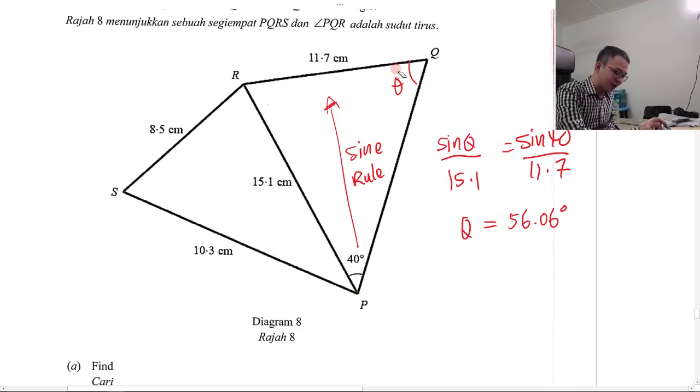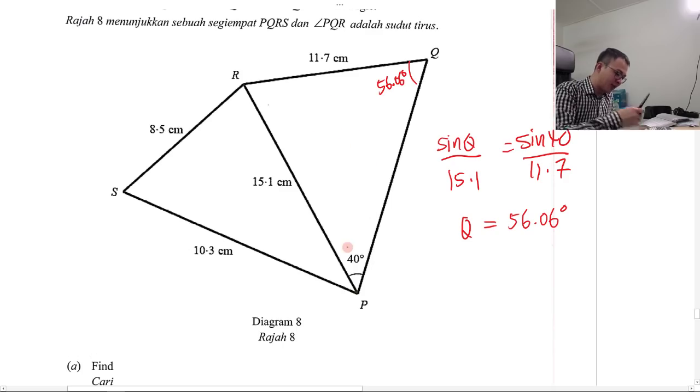Okay, since I got the angle, I'm going to write down in my diagram 56.06. So from here, I can find this angle: 180 minus my answer, minus 40. So I know this angle is 83.94. Maybe I need to use it, maybe I don't, but normally I will write out all the angles here.